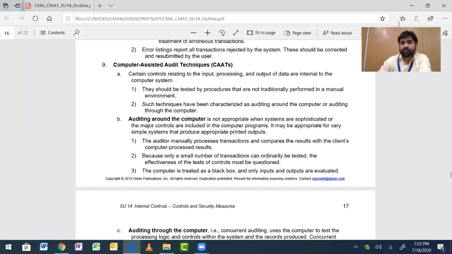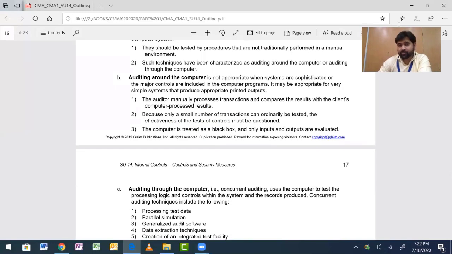Now, auditing around the computer is not appropriate when systems are sophisticated or the major controls are included in the computer programs. Fine. It may be appropriate for very simple systems that produce appropriate printed outputs. So auditing around the computer is good for simple systems, for small firms where half of the work is kind of semi automatic.